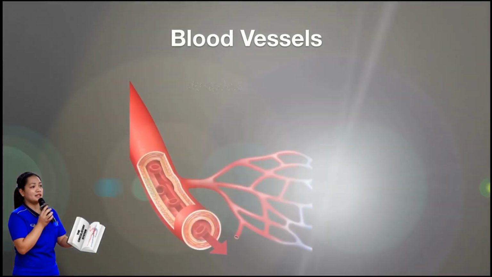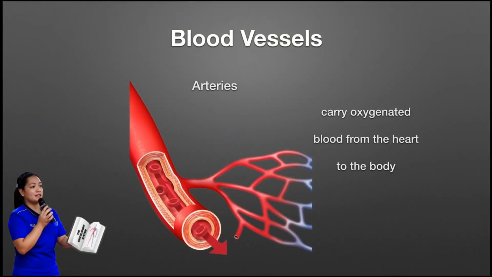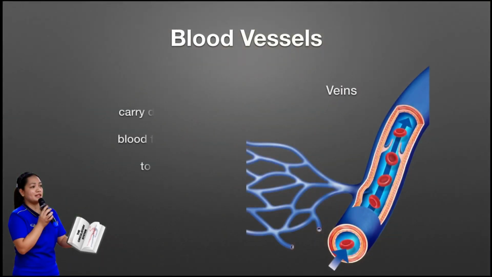The arteries carry oxygenated blood from the heart to the body. They transport blood away from the heart. The veins carry deoxygenated blood from the body to the heart. They return the blood back towards the heart.